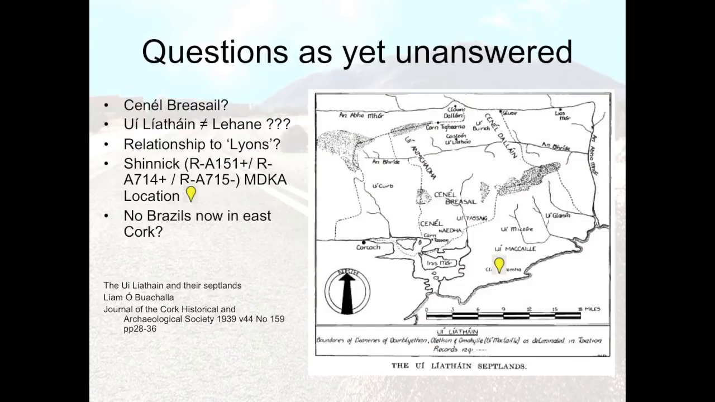This is a particular question. This is a map taken from a publication in the Journal of the Cork Historical and Archaeological Society, and it was written by Liam Bukala. And he was identifying a place called Kennel Brassel.